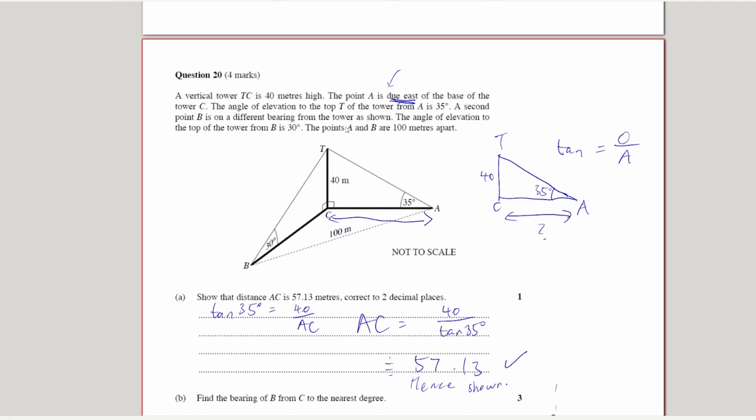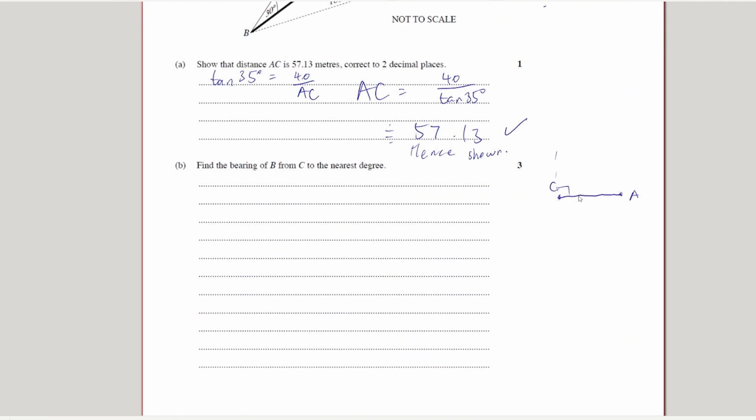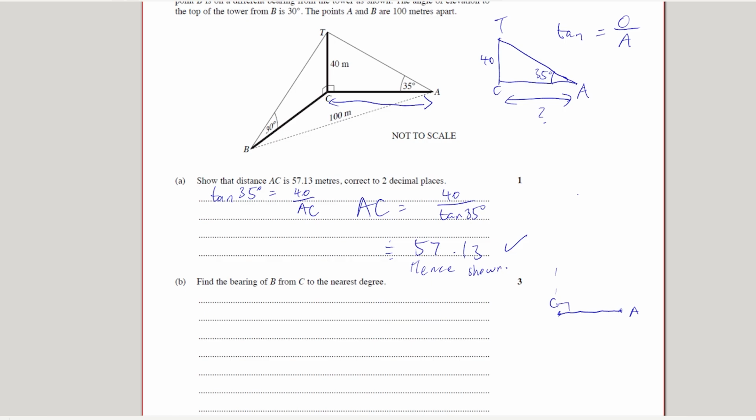A is due east. B we don't know, but we know the distance between A and B. So let's say this is B, and that's 100 meters. What we're trying to figure out is the bearing of B from C. If you draw a little bearing sign here, we're trying to find this angle. So that's just going to be 90 plus whatever this angle is.